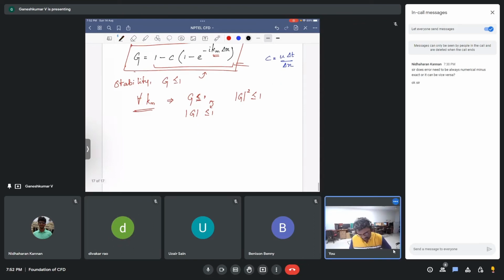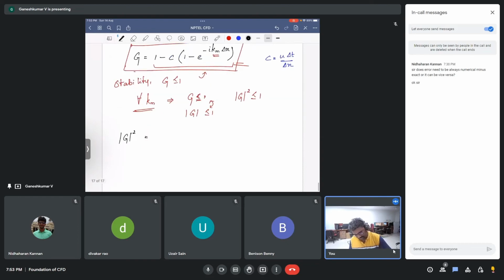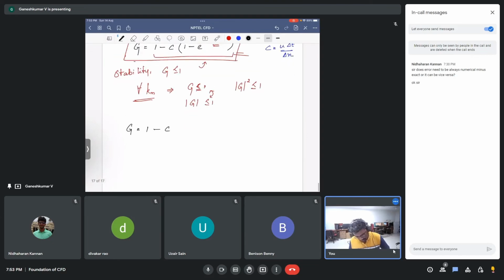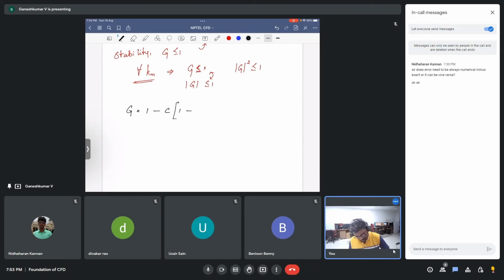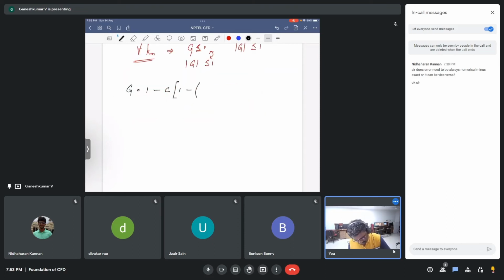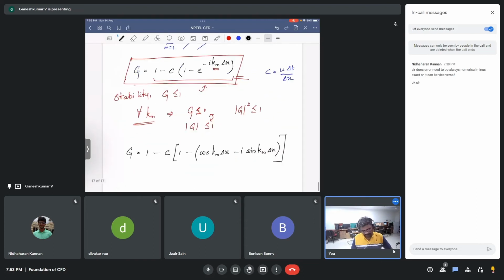Now, if you want to find modulus of g squared, let's write it separately. We will write g in terms of cosine and sine: 1 minus c times 1 minus e^(-i k_m Δx). So this you all know, it will be cos(k_m Δx) minus i sin(k_m Δx). All right?